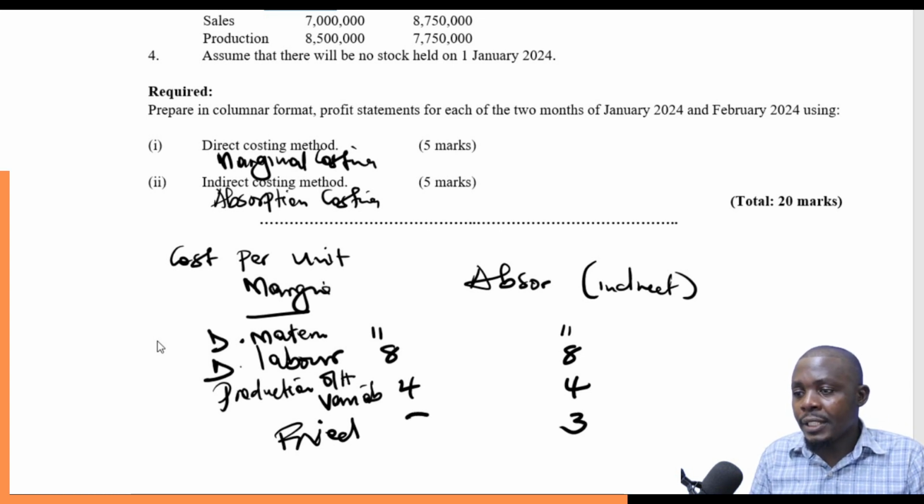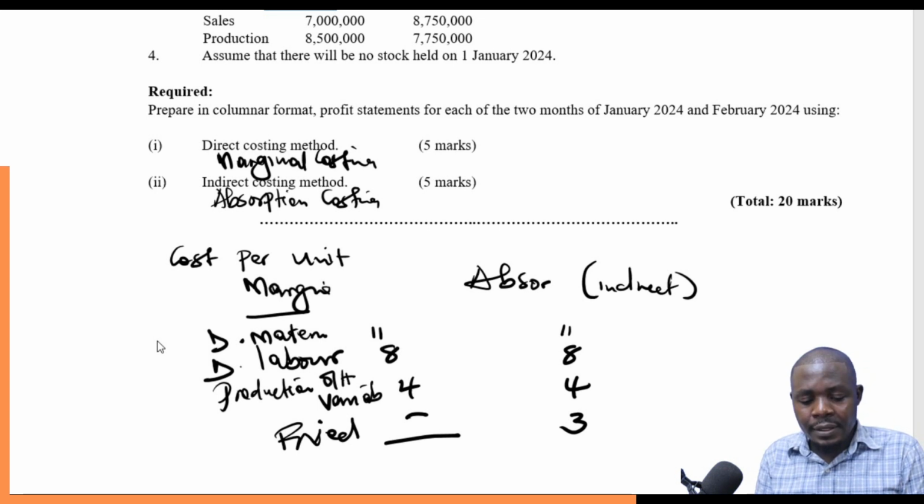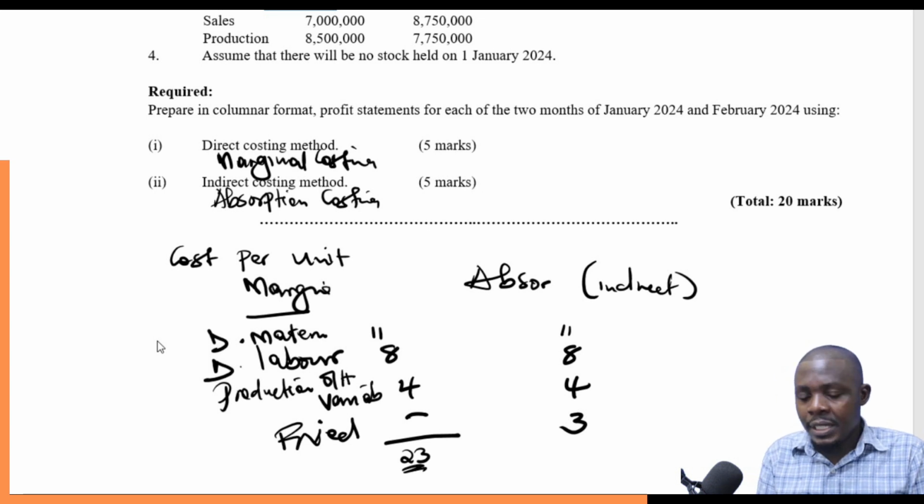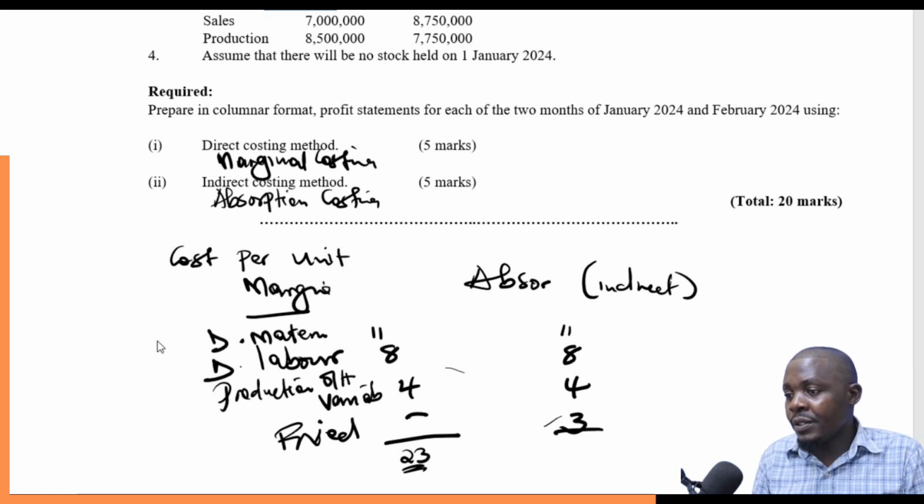Here will be dash. Then when you add 11 plus 8 plus 4, we have that is 23 shillings per unit. Then the other side you have 11 plus 8 plus 4 plus 3, that is 26. The cost per unit is 26.